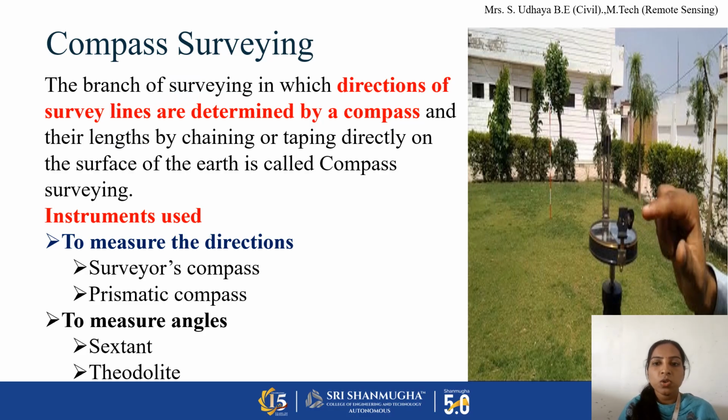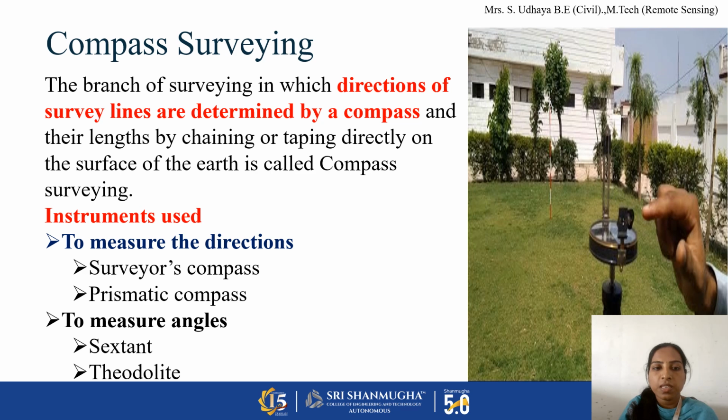In our previous video, we discussed the topic chain surveying. Compass surveying is the branch of surveying in which we measure directions of survey lines using a prismatic compass and surveyor's compass. Generally, we measure bearings with the help of a compass. A compass is a device as shown in this picture. It is used to determine bearing. I'll explain what bearing is.